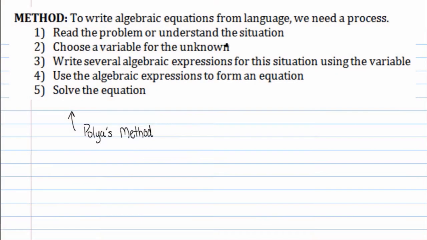First thing we always do when we're given an application or word problem is we read the problem and understand the situation. Sometimes it helps to draw a picture, just to help cement our knowledge of the situation. Next thing we do is we state what the unknown is. So you're looking for what is the unknown. You say, well, we're looking for distance in this case, or we're looking for how long it takes for the ball to hit the ground, or something like that.